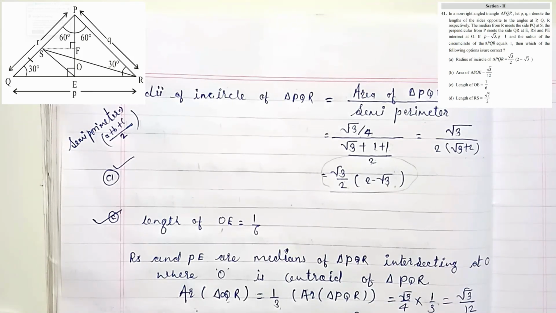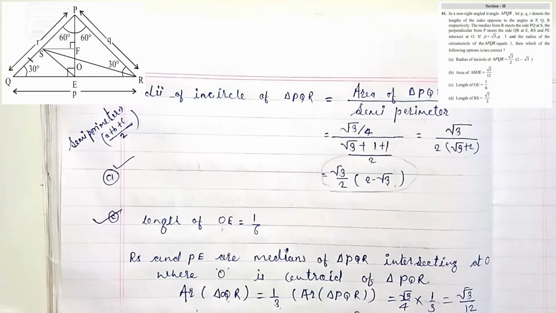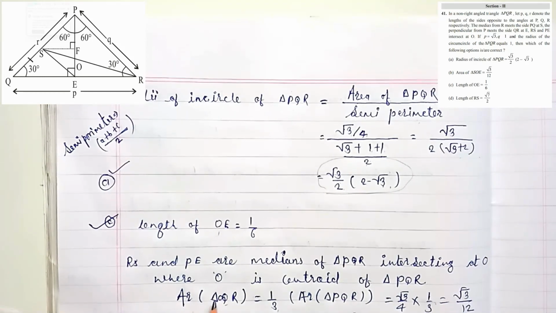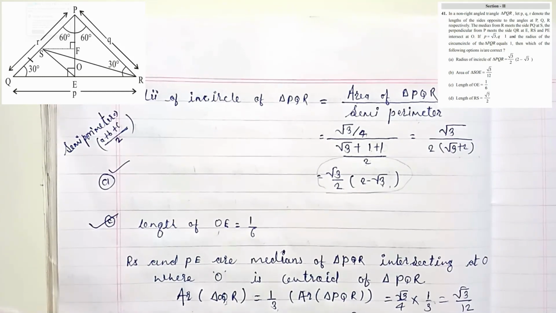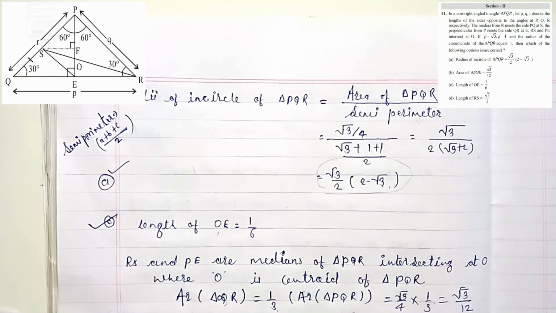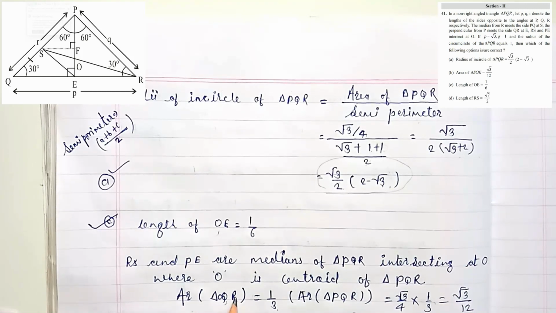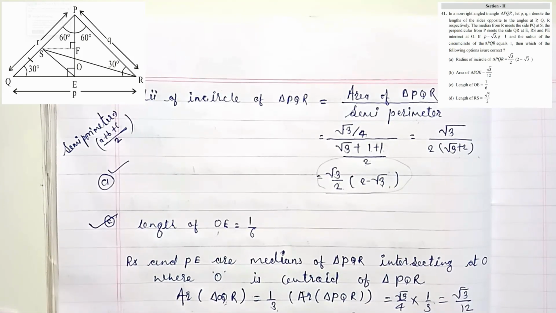Okay, so for finding their side, we have to figure out the area of all our different triangles. Okay, so area of triangle OQR. Why OQR? Because area of triangle OQR means 1/2 into QR into OE. That means 1/2 into base into height. So area of triangle OQR means 1/2 into base into height, that means 1/2 into QR into OE.